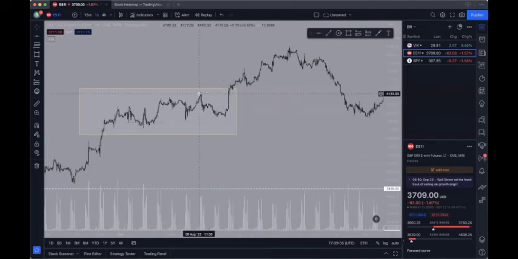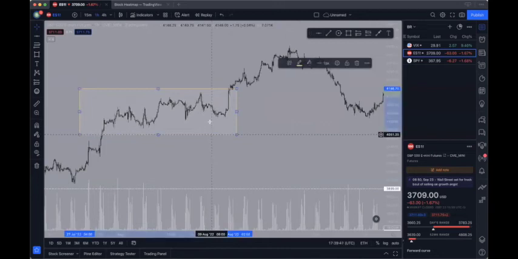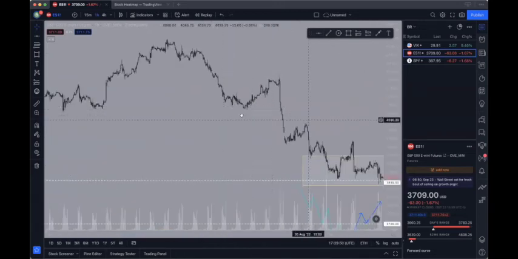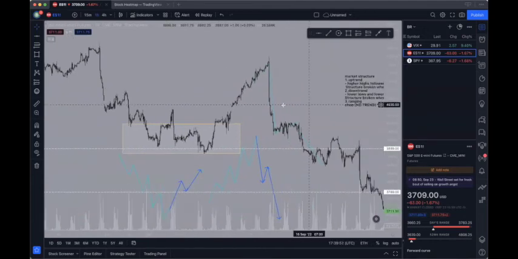And notice that we have this area, this level right here. And when we broke it, we came down and retested it and ultimately continued to push higher. That's what we want to see. So that's an example of a ranging market. What we were in earlier this week was an example of a ranging market.